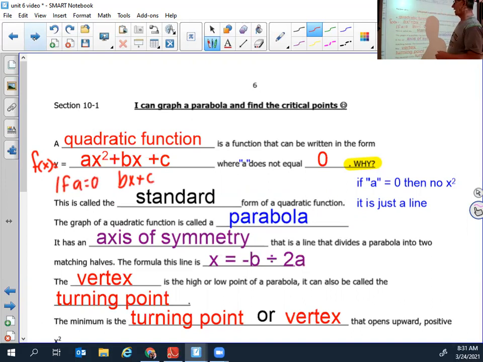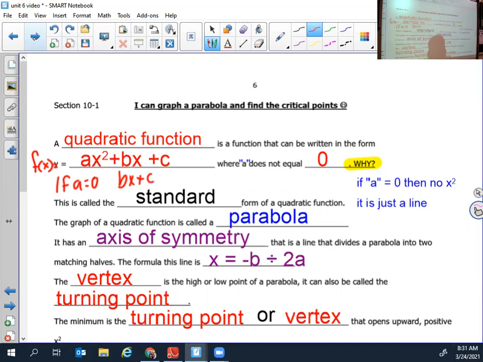And that's really just a line, okay? And this is called the standard form of a quadratic. And the graph of a quadratic function is called a parabola. It's a conic section. If you take the pointy ice cream cone and slice it just to either side of the point, you would get a parabola when you cut it. That's the way it works, okay?